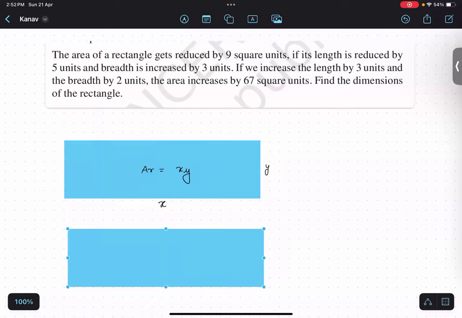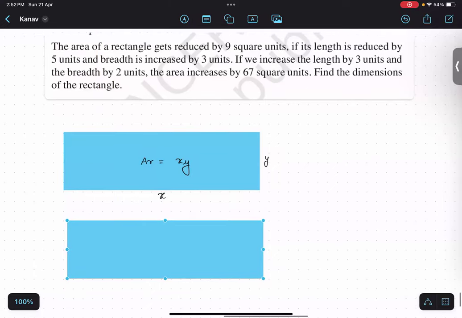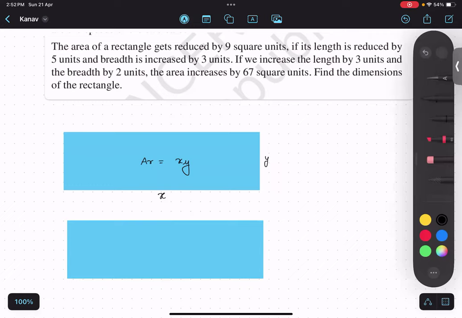So the question is saying the length is reduced by 5. What does it mean? The new length is X minus 5. And the breadth is increased by 3. That means Y plus 3. And the area would be X minus 5 multiplied by Y plus 3. Understood this thing?